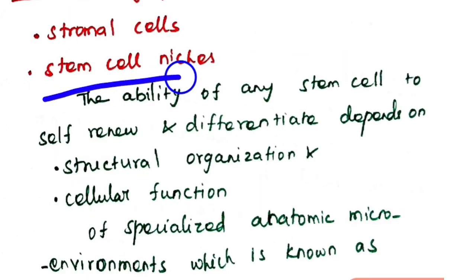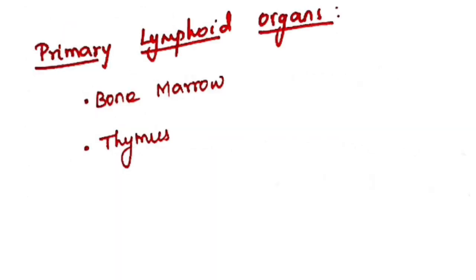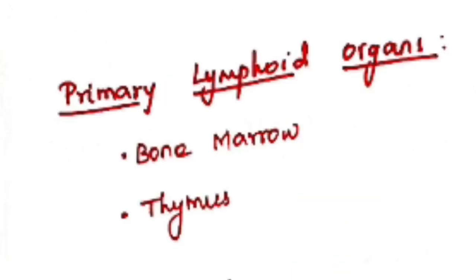So a stem cell niche is a specialized anatomic microenvironment, and this microenvironment is populated by these stromal cells. Then these stromal cells express soluble and membrane-bound proteins which help differentiation and maturation of stem cells. Then bone marrow and thymus are known as primary lymphoid organs. Okay, then next let's see in detail about bone marrow.